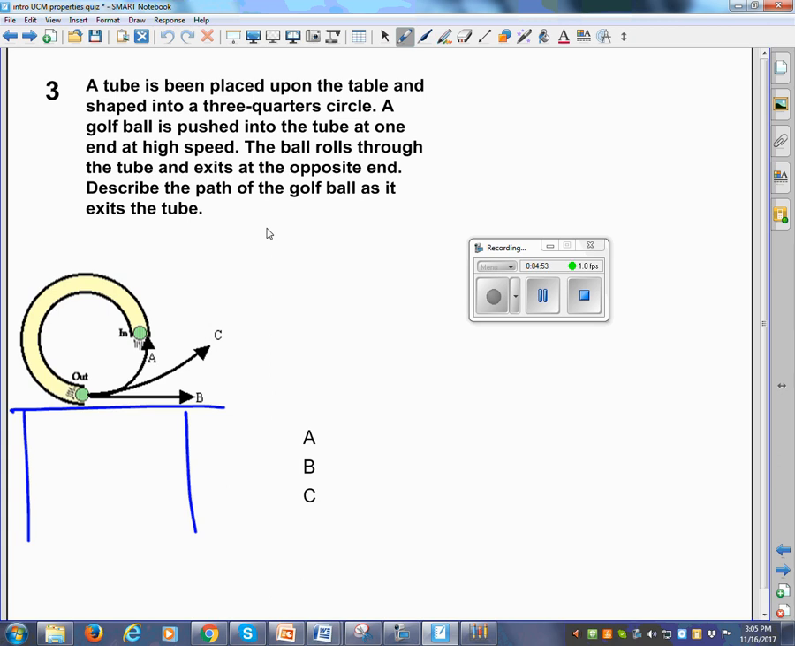Describe the path of the golf ball as it exits the tube. As it comes out here, does it go up and complete the circle? Does it head out at C at something like this, or does it go straight across the table at B? I'm going to say C.